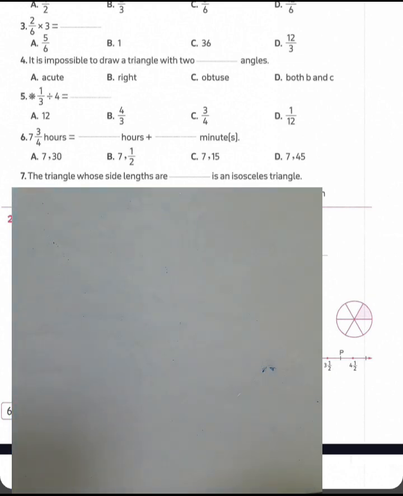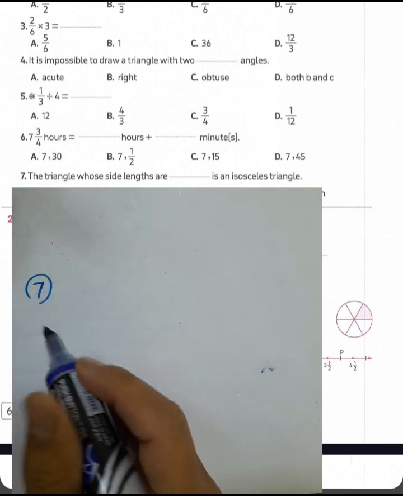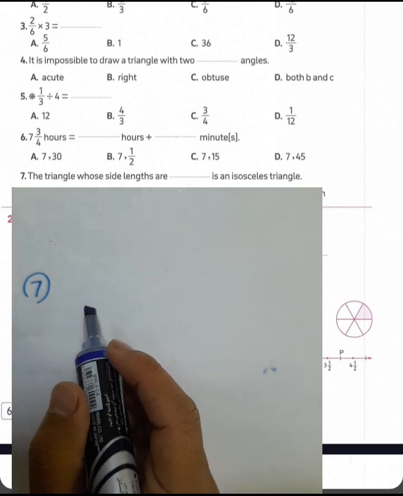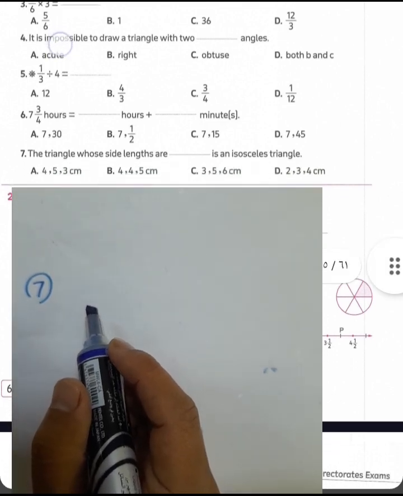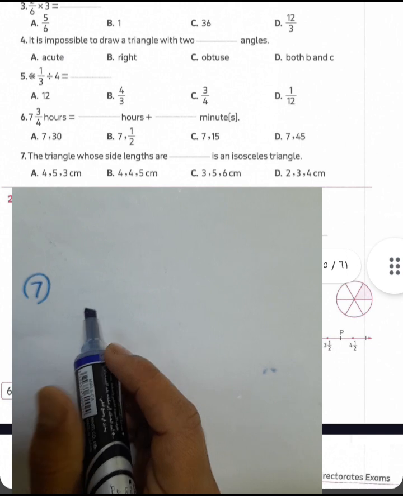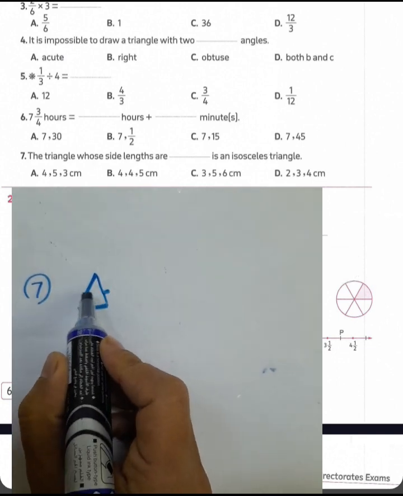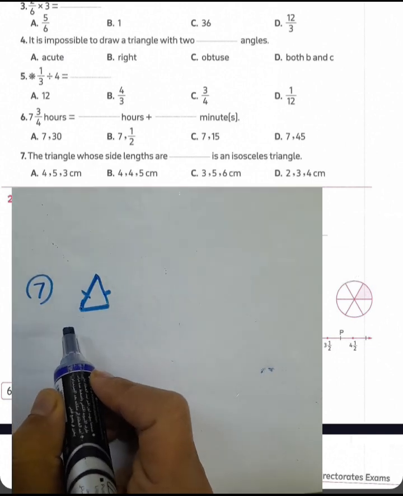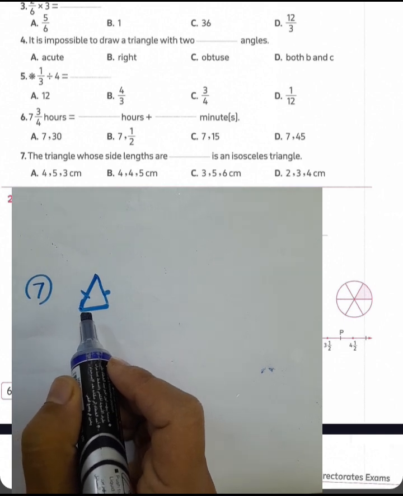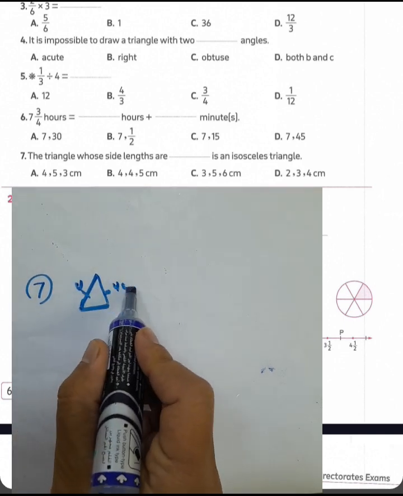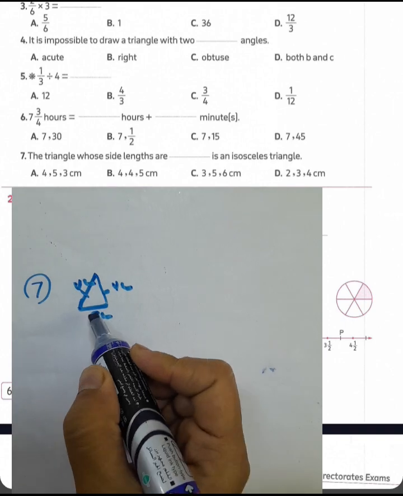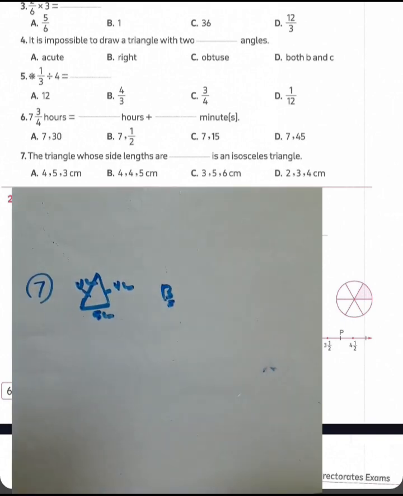Next, question number 7. The triangle whose side lengths are blank is isosceles. In an isosceles triangle, we have two sides only of equal length. We have 4 centimeters and 4 centimeters and 5 centimeters. Choose letter B for this example.